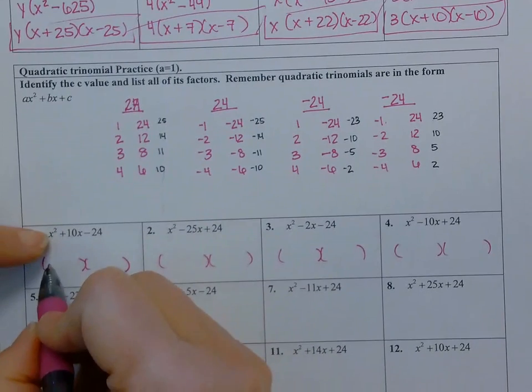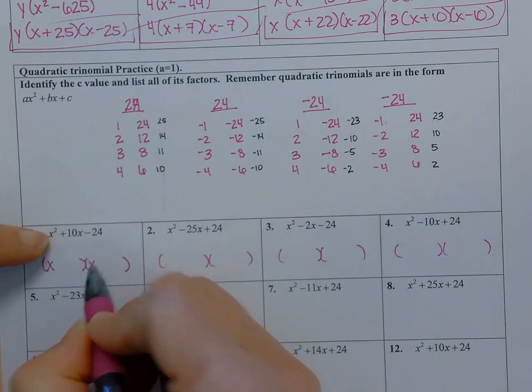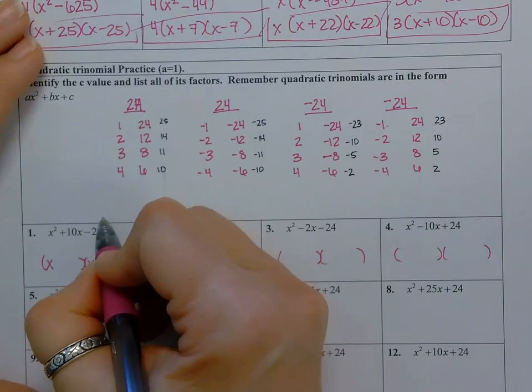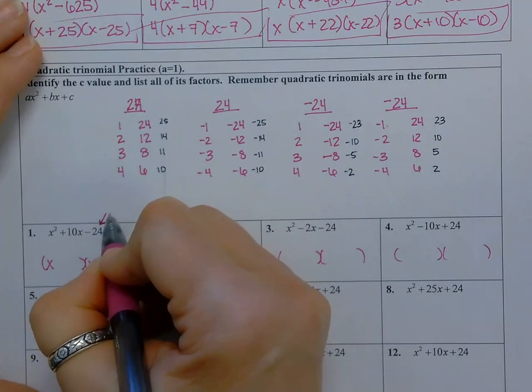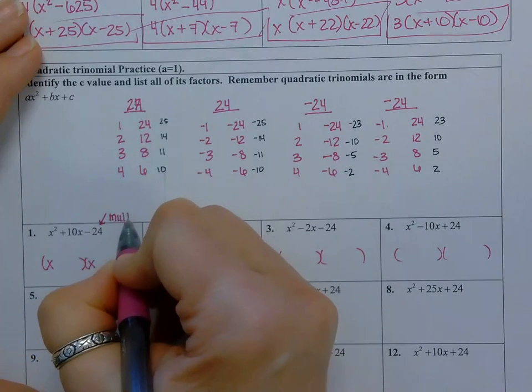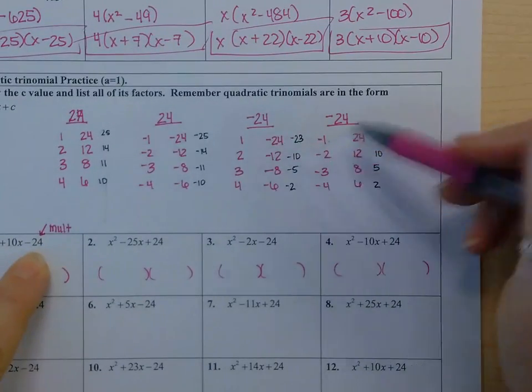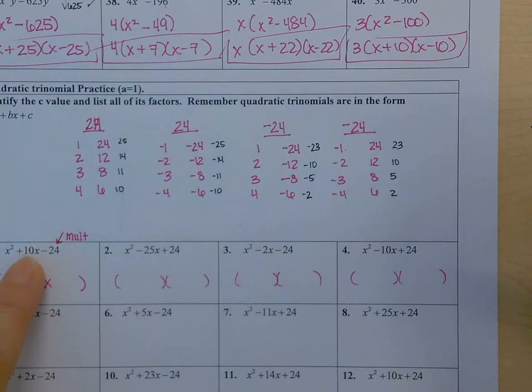The first 2 things you put in the parentheses are x and x, because if you think about multiplying, that's what's going to multiply to x squared. And you want 2 numbers that multiply to negative 24. You are always finding numbers that multiply to the last number. So it's numbers off these 2 lists, but you want the 2 numbers that add to positive 10.